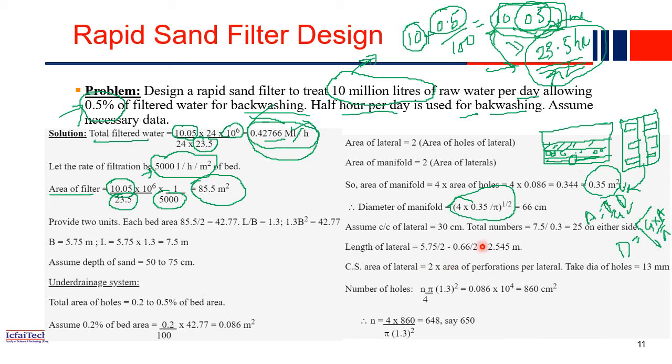Now the cross-sectional area of the lateral will be 2 into the area of perforation, right? 2 into area of perforation or hole. So the hole diameter, let's consider 13 millimeter. Small holes are there in the lateral. So from there easily you can find the number of holes. How many holes can you provide? That comes out to be 650 approximately. You can easily compute it, and you get a total of 650 holes.